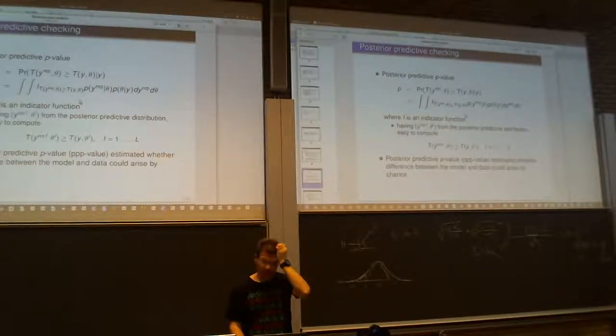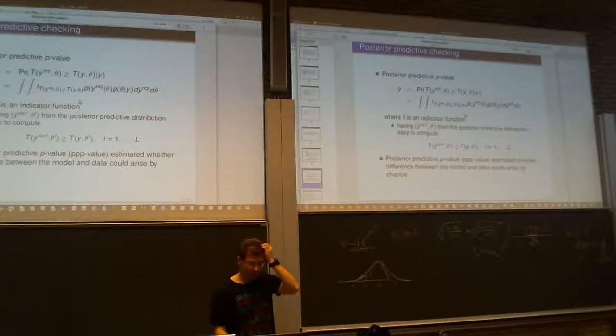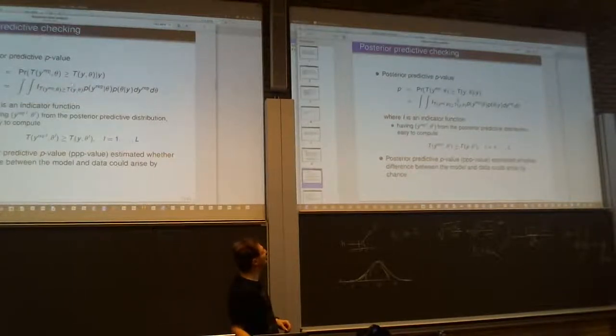So these are the posterior predictive p-values. It is also possible that this test statistic would also depend on theta. I don't remember many examples like that; I don't remember even a single example where it could be used, but it's possible.